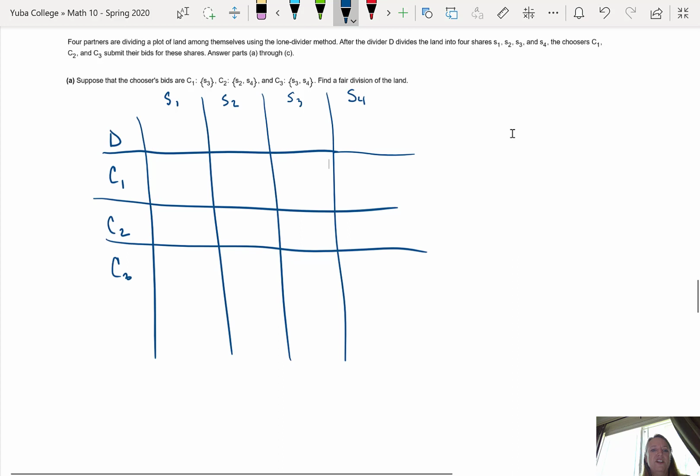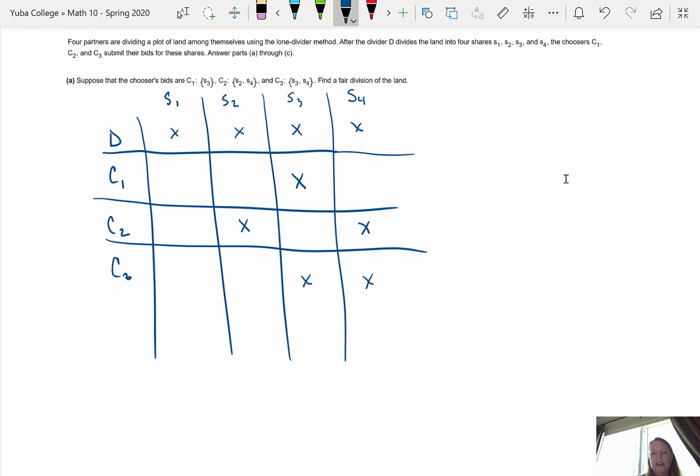So in order for it to be a fair share, chooser 1 only believes S of 3 is fair. If I go to chooser 2, they believe share 2 or share 4. And chooser 3 believes share 3 or share 4. And since the divider split, they believe they're all equal and he would be happy with any of them. And so suppose this, we want to find a fair division.